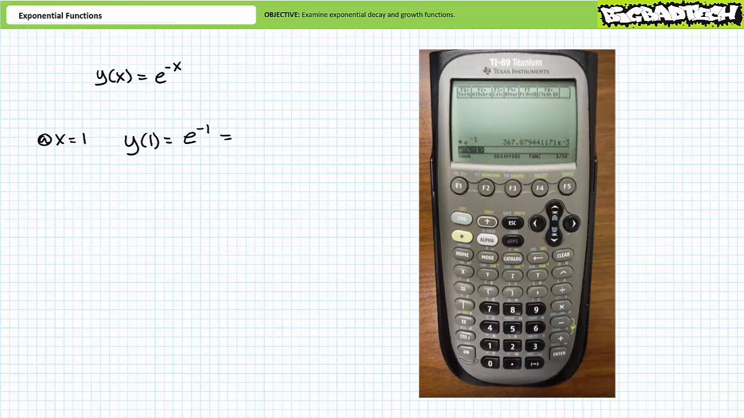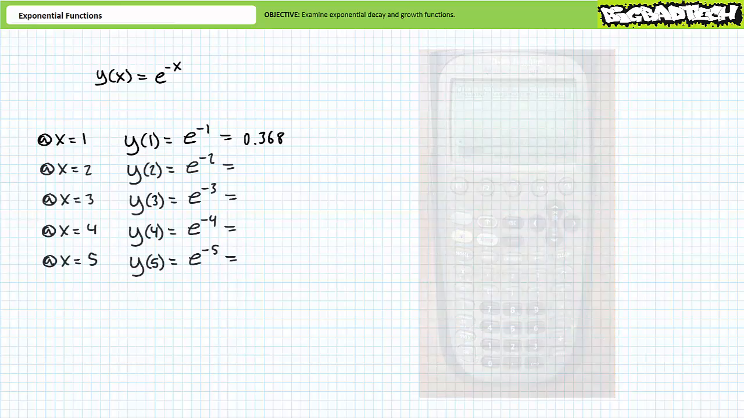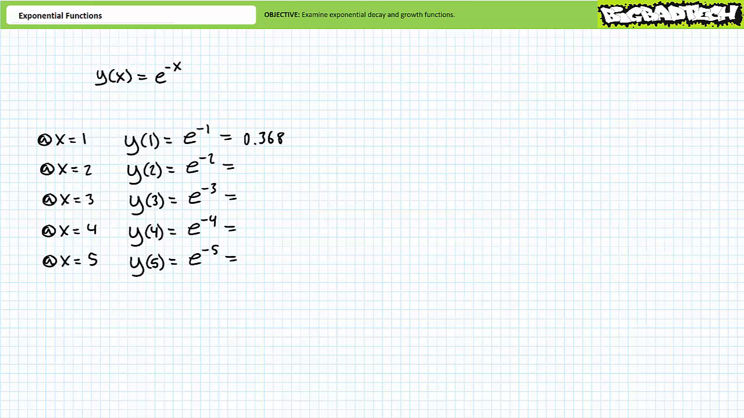The calculator spits back 367.879 and so on, times 10 raised to the negative third power, because we're using engineering format. Expressed without engineering format to the third decimal place, e to the negative 1 will be 0.368. See if you can solve for the following x values. Let's go out 3 decimal places. X equals 2, x equals 3, x equals 4, and x equals 5.